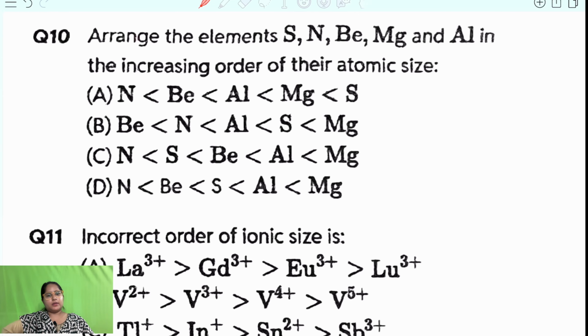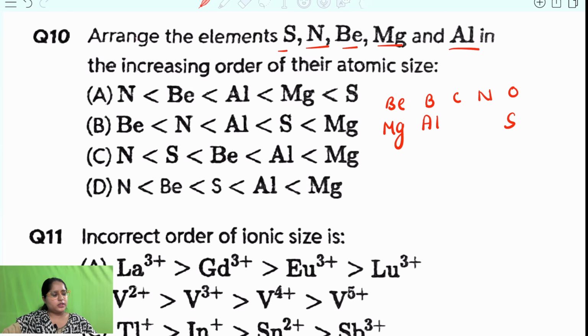Okay, let us see question number 10. First of all, we will arrange sulfur, nitrogen, beryllium, magnesium, aluminum. Beryllium will be here, then before beryllium, magnesium. Then after beryllium, boron, and below boron, aluminum. Then we have carbon, then nitrogen, then oxygen, and below oxygen, sulfur. What is given here? Beryllium, magnesium, aluminum, nitrogen, sulfur. Five elements.